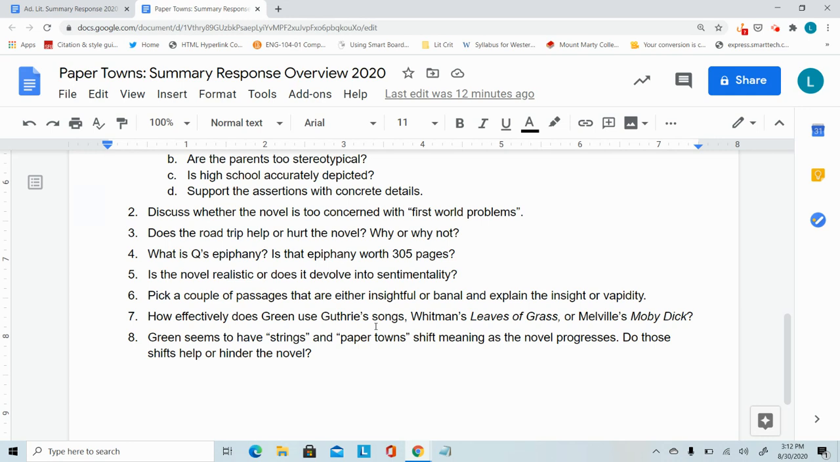I made a big deal about the strings and that I thought it detracted because he was shifting definitions. Paper towns shift a little bit. Does that add or detract? All of those things can be part of the response.